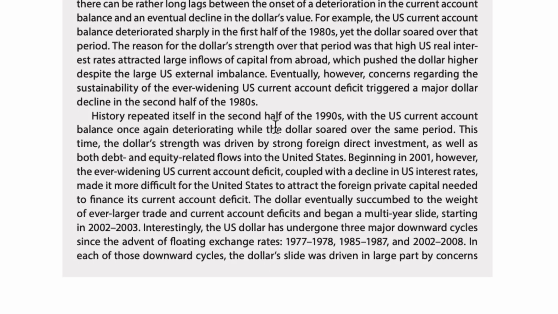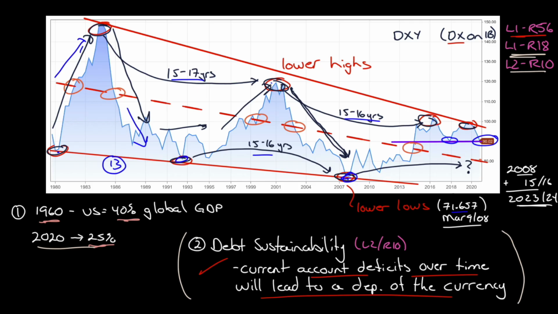History repeated itself again in the second half of the 1990s, with the U.S. current account balance once again deteriorating while the dollar soared over the same period. And we did see that. If we look at, let's just flip back to it very quickly. Second half of the 90s, here we are 95, here's 2001, and the dollar soared, even though we have wider and wider, more and more. If you think about it in a cumulative sense, the current account deficit was growing larger and larger.